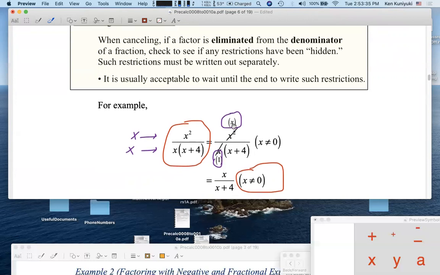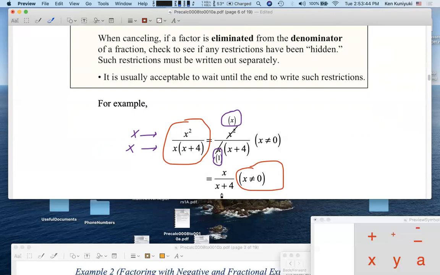Now, when we perform a cancellation step where we completely cancel x factors in the bottom, then we hide that restriction. So in this final expression, x over x plus 4, it's no longer evident that x cannot be 0. So this restriction, x cannot be 0, is hidden. And we really need to write hidden restrictions. Such restrictions must be written out separately, all right? Again, when canceling, if a factor, like an x factor, is completely eliminated from the denominator, check to see if any restrictions have been hidden. In this case here, the restriction that x cannot be 0, that's hidden when you completely cancel the x factors in the bottom. So you should indicate that restriction.